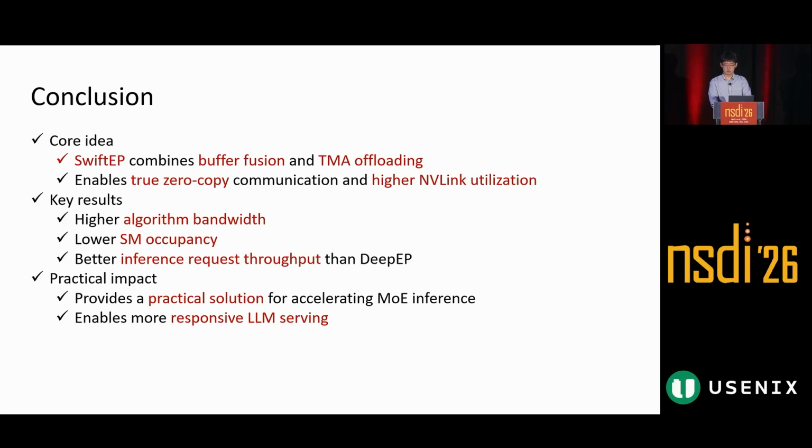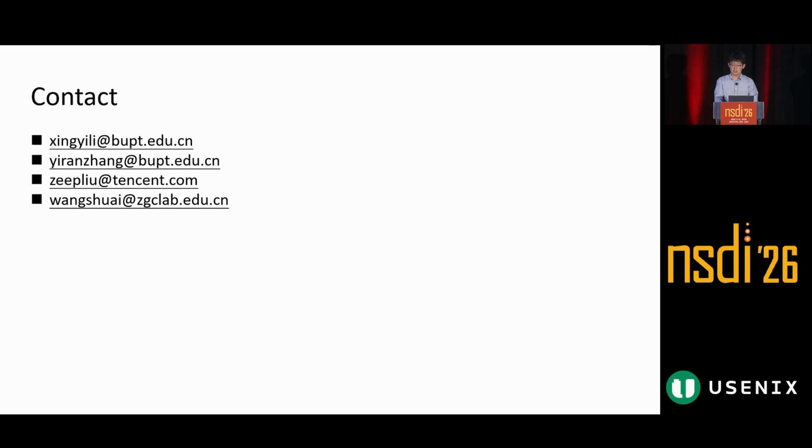To conclude, SwiftEP combines buffer fusion and TMA offloading to enable true zero-copy communication and much better NVLink utilization for MoE inference prefill. The result is higher bandwidth, lower SM occupancy, and better ITPS on the DeepSeek R1 prefill stage. More broadly, we hope this work provides practical directions for more responsive large-scale MoE serving, and also shows that communication design should be co-optimized with GPU architectural features. That is the end of this presentation.